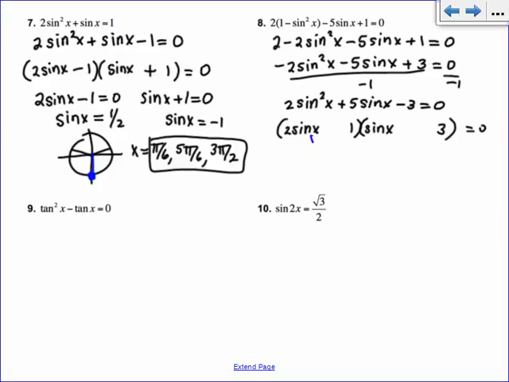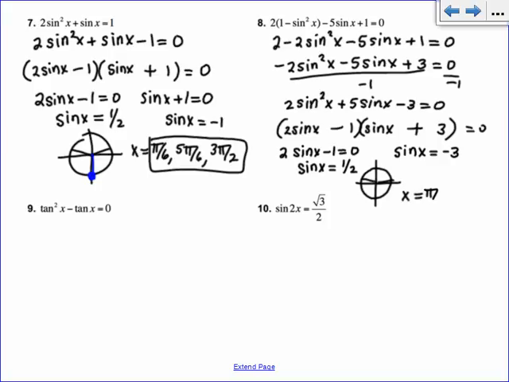So now when I multiply, I get 6 sine of x and 1 sine of x. I need 5 sine of x. So I'm going to do a plus with the 3 and a minus with the 1. When I set each piece equal to 0, I get 2 sine of x minus 1 equals 0, so sine of x equals 1/2. Then I have sine of x equals negative 3. Sine of x equals 1/2 is not bad. We just did that. That's going to be pi over 6 and 5 pi over 6.